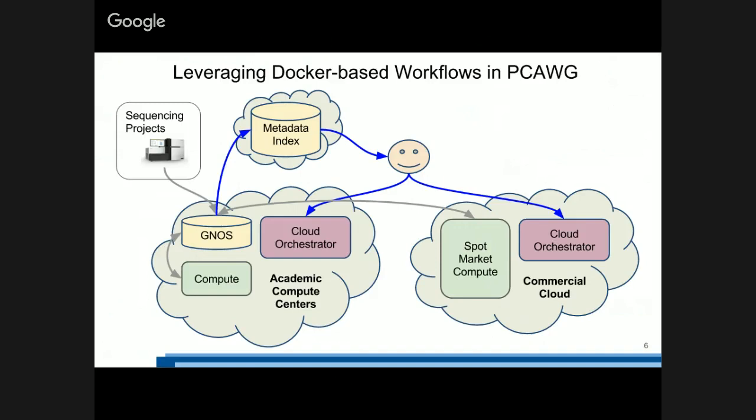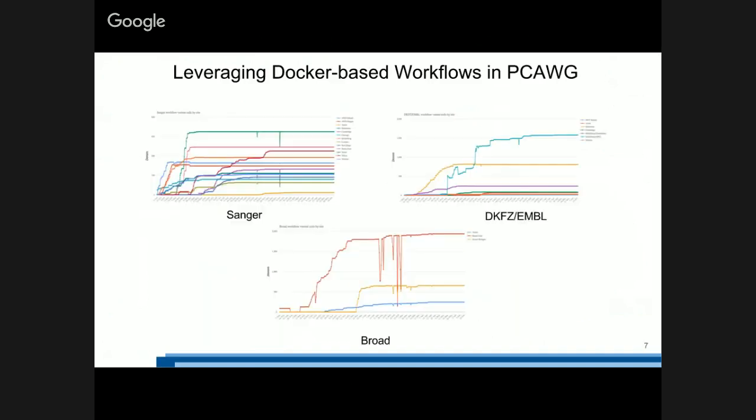Once we knew that, we were able to schedule out work. We knew, oh, this donor lives in this cloud, and we need to run alignment and Sanger variant calling, Broad variant calling, DKFZ, EMBL variant calling. So we essentially had folks called cloud shepherds that would take the metadata index and determine what needs to be run in what cloud environment and enqueue that work into what we called a cloud orchestrator. And that would automatically spin up VMs in that cloud environment and then run the workflow.